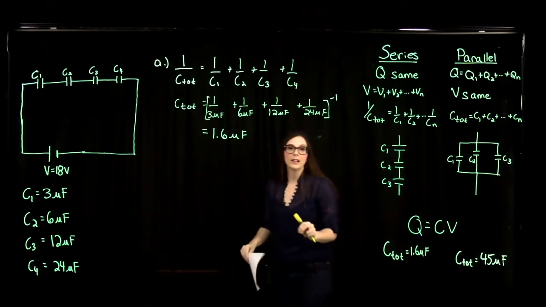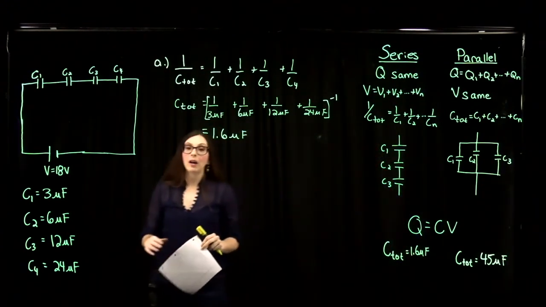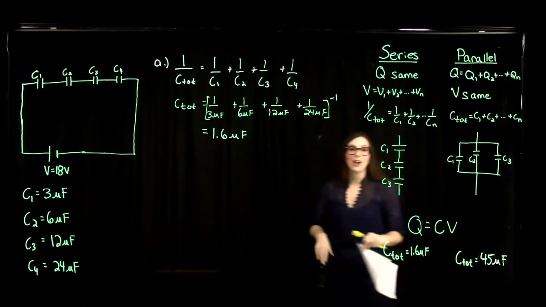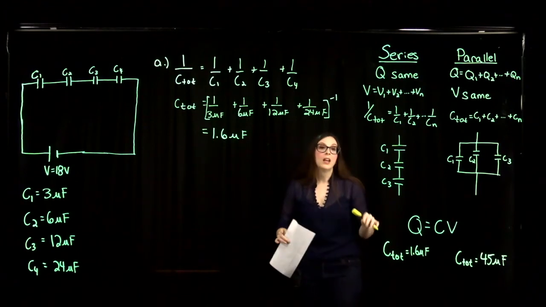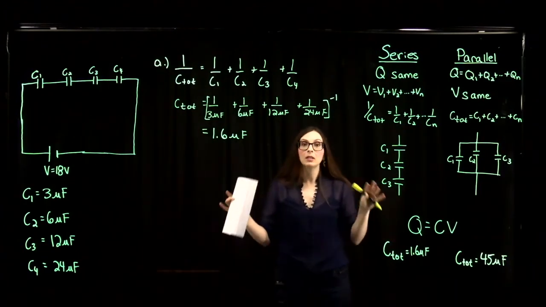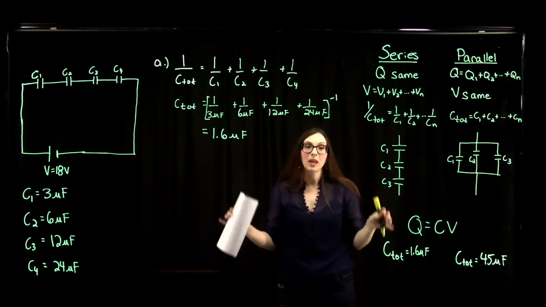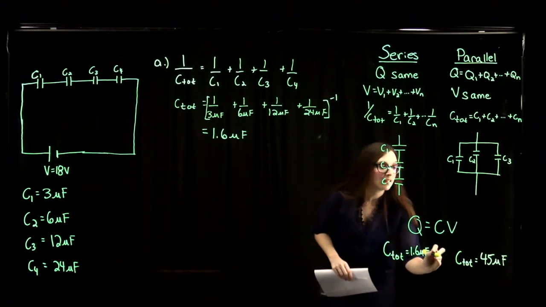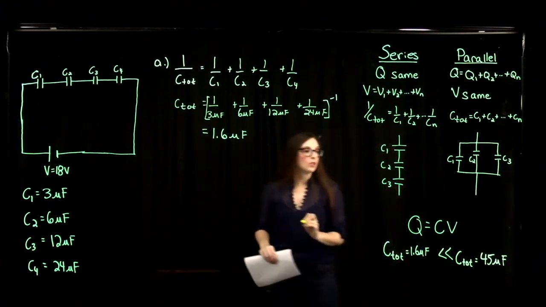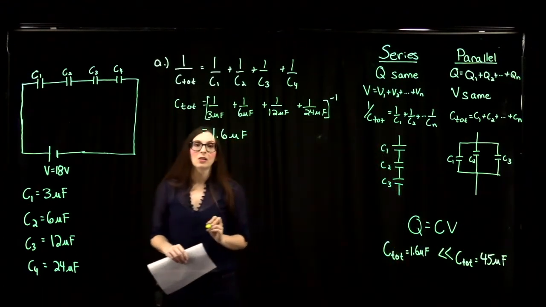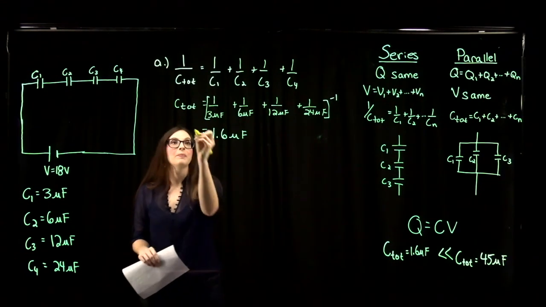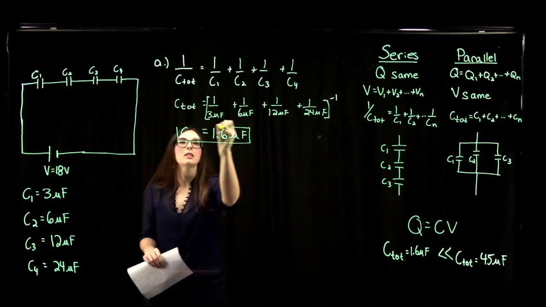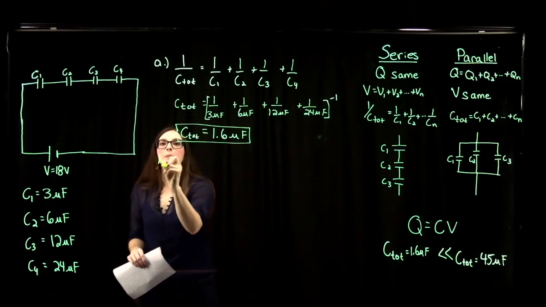For these exact same capacitors in parallel, we got a total capacitance of 45 microfarads. So we see that in the case where we have the same capacitors, but we place them in series instead of parallel, the capacitance for the series is much less than the capacitance for my capacitors in parallel. So this is our total capacitance, or the equivalent capacitance, for my circuit here.